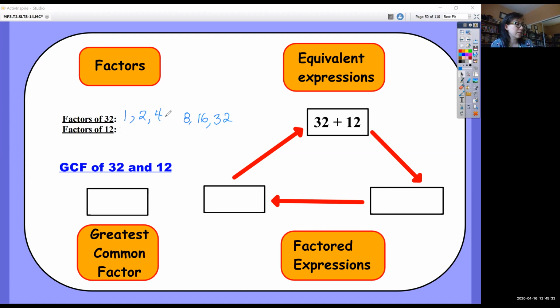We'll try 6. 32 divided by 6 is 5.3333. Not a factor. And I actually know that 7 times 5 is 35. So it's too close. 7 is not a factor. These are the only ones. Okay, 1, 2, 4, 8, 16, and 32. Factors of 12. I know that 12 divided by 1 is 12.